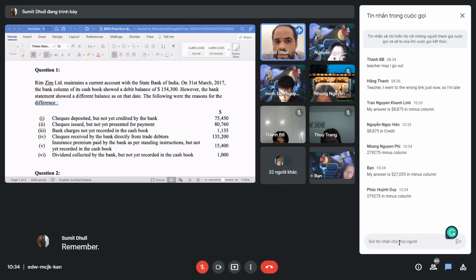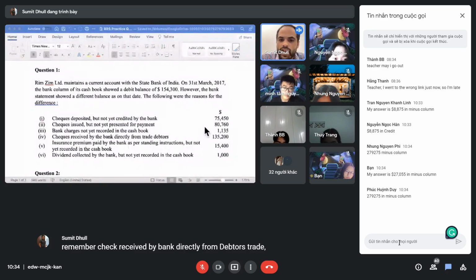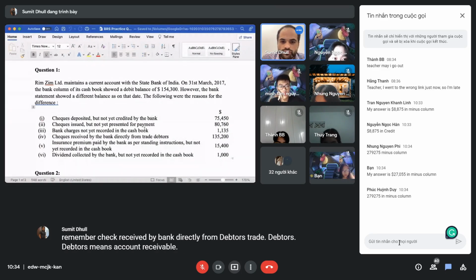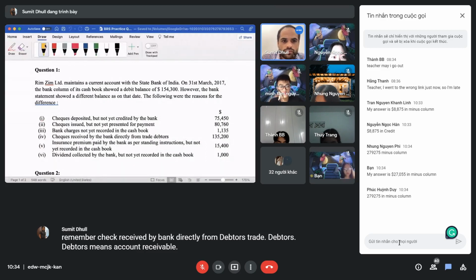Remember, checks received by the bank directly from debtors, trade debtors. Debtors means accounts receivable.